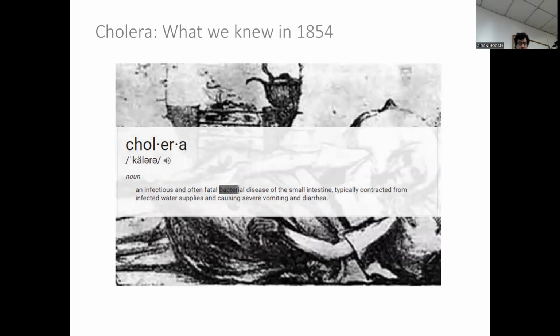What did we know then? Well, at that time, we didn't know about bacteria. So we didn't know the causes of these kinds of illnesses. We didn't know that it was a disease of the small intestine, typically contracted from infected water supplies. So we just knew that it was infectious and that it would cause severe vomiting and diarrhea. So this is what we knew in 1854.